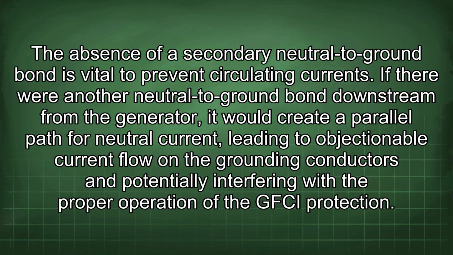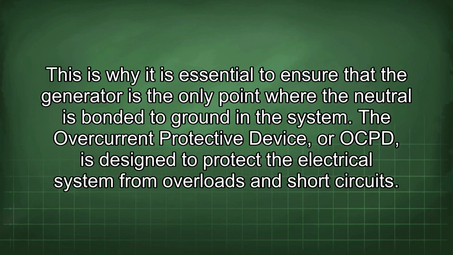The absence of a secondary neutral to ground bond is vital to prevent circulating currents. If there were another neutral to ground bond downstream from the generator, it would create a parallel path for neutral current, leading to objectionable current flow on the grounding conductors and potentially interfering with the proper operation of the GFCI protection. This is why it is essential to ensure that the generator is the only point where the neutral is bonded to ground in the system.